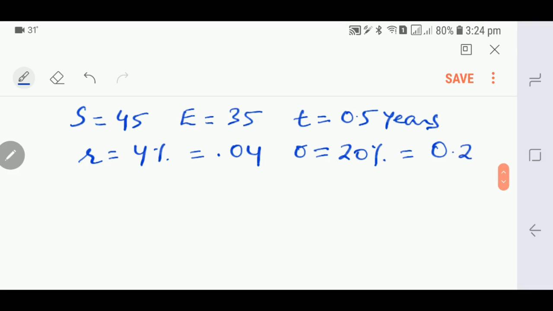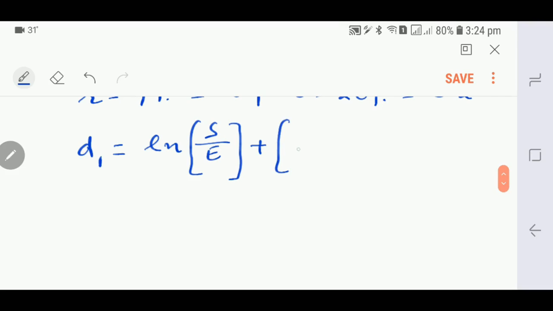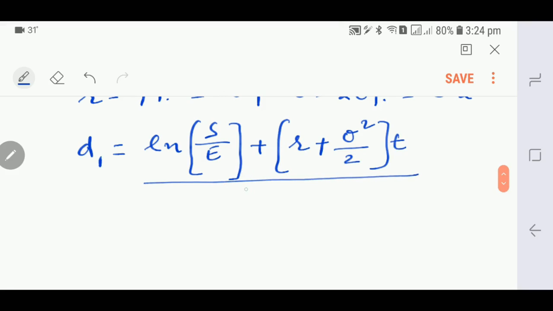So when we are finding out the value of a call option now, what we are going to do is start by finding out the value of D1. So let's reproduce the formula for D1 here. D1 is equal to the natural log of S over E, and then you need to add to this the risk-free rate plus sigma squared divided by 2, and this bracket multiplied by the time, and all of this divided by the standard deviation times the square root of time.